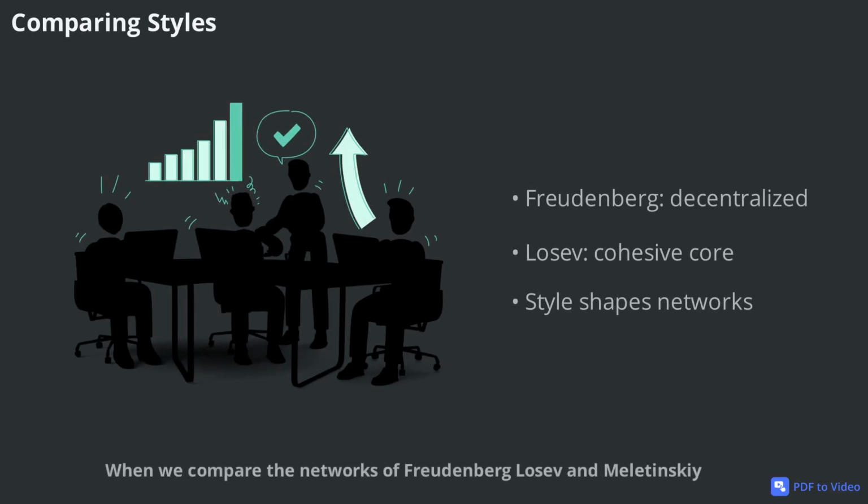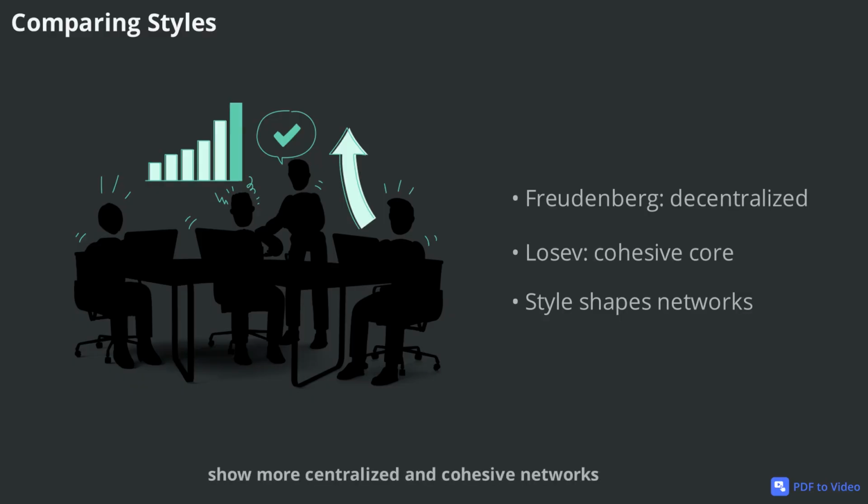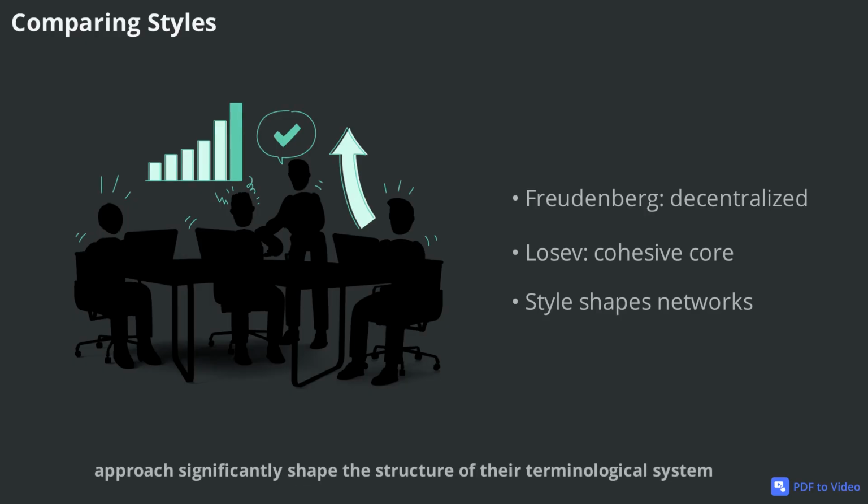When we compare the networks of Freudenberg, Losev, and Meletinskiy, clear differences emerge. Freudenberg's network is decentralized and diverse, reflecting her unconventional style and resistance to academic norms. Losev and Meletinskiy, on the other hand, show more centralized and cohesive networks, typical of classical academic writing. These patterns suggest that an author's style and intellectual approach significantly shape the structure of their terminological system. Network analysis thus becomes a powerful tool for understanding not just what authors say, but how they think.